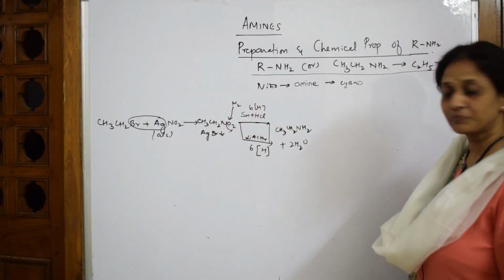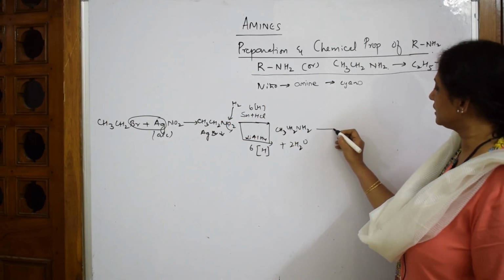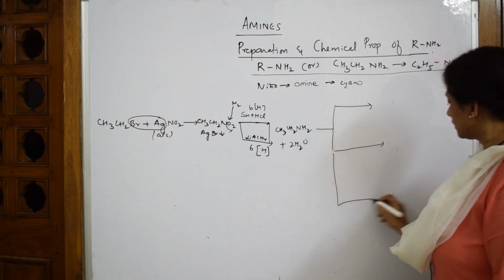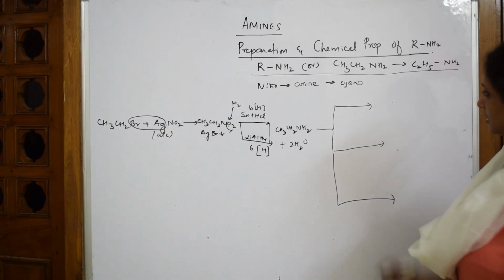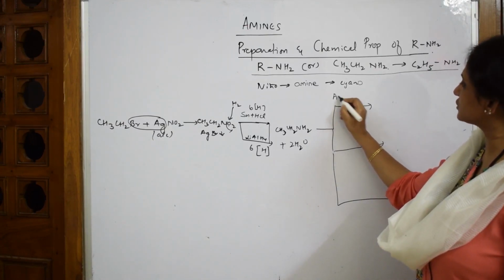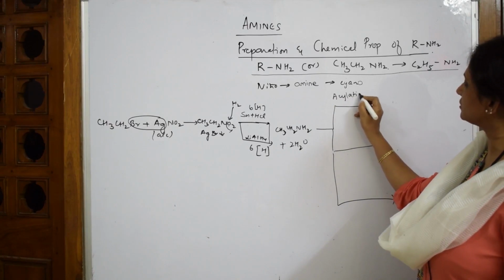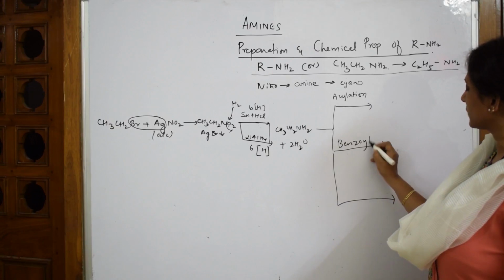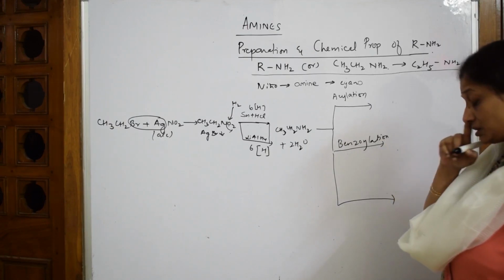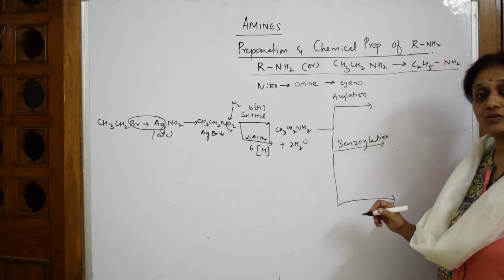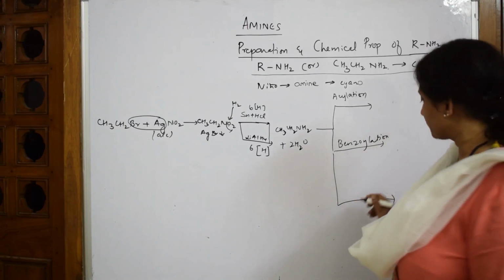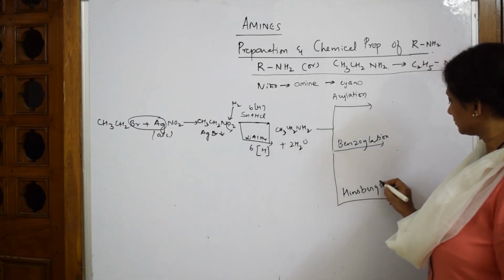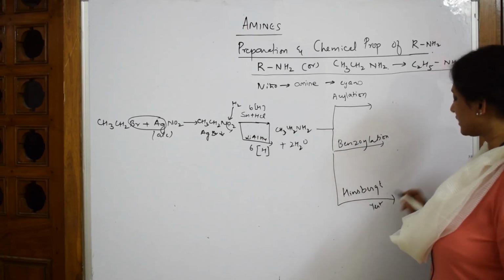This is your preparation. Now this primary amine, why? Just see, I am going to introduce 3 important reactions. One is, this reaction is called acylation reaction. This reaction is called benzoylation reaction. And the third reaction, we call it the Hinsberg test also, using Hinsberg's reagent.